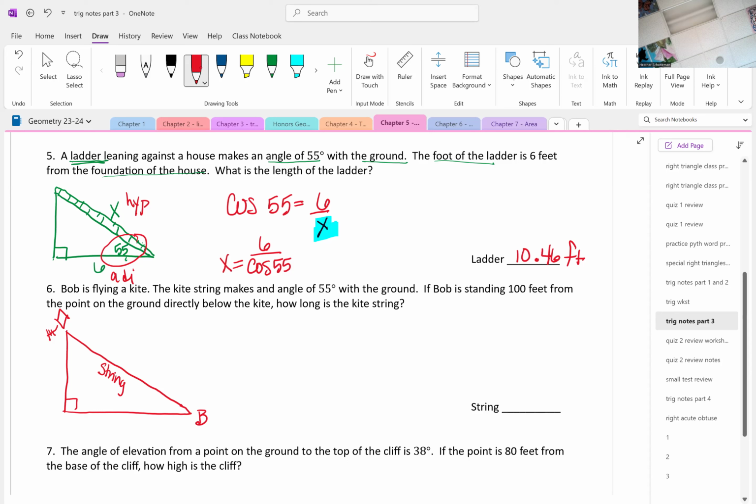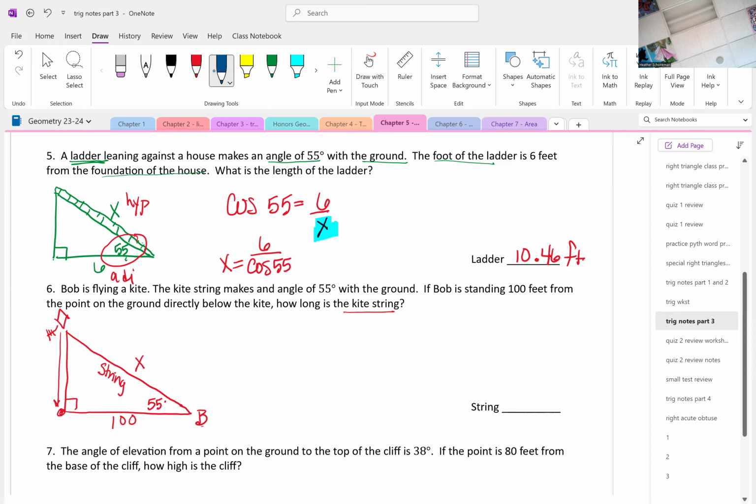Well, the string is the hypotenuse. The ground has got to be the bottom. So the angle in between them is 55 degrees. If Bob is standing 100 feet from the point on the ground directly below the kite, well, we see where Bob is. And if we go straight down from the kite, Bob is 100 feet from that point. So that is 100. We want to know how long the string is. Well, we said this one was a string.